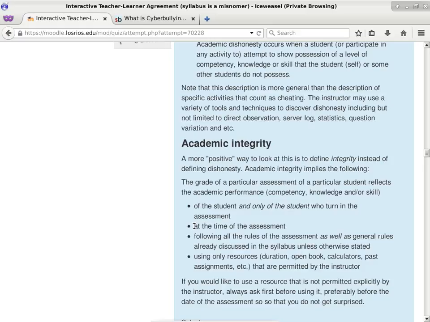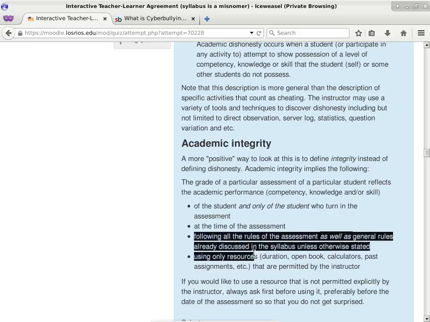This one is kind of funny. At the time of the assessment, not after the assessment. It has to be following all the rules of the assessment, as well as general rules already discussed in the syllabus. That means if I say this is going to be a closed book exam, then it's going to be closed book.